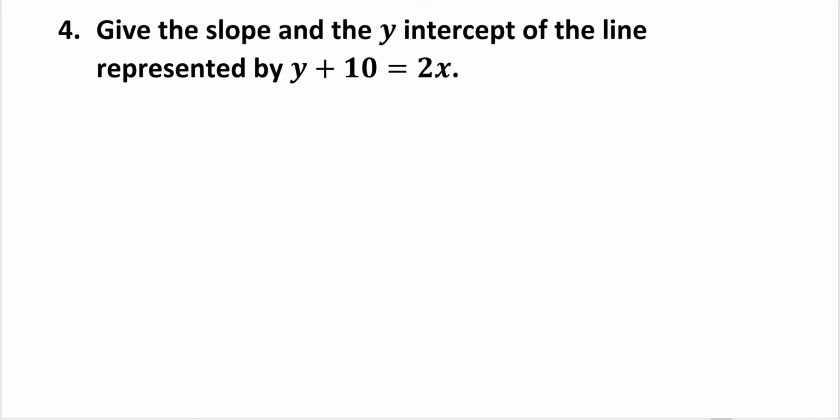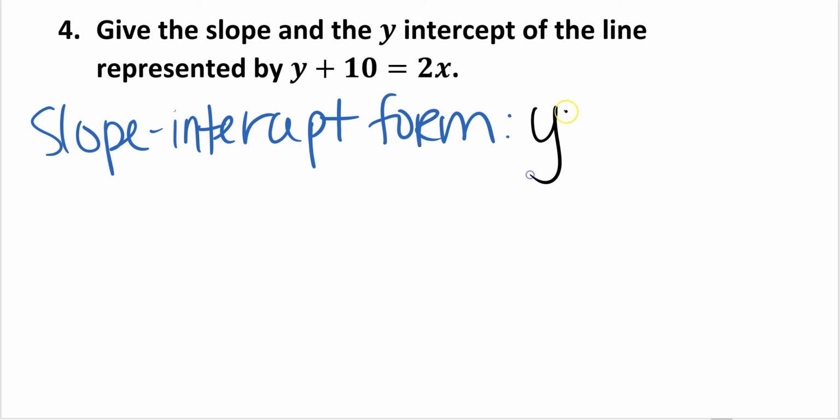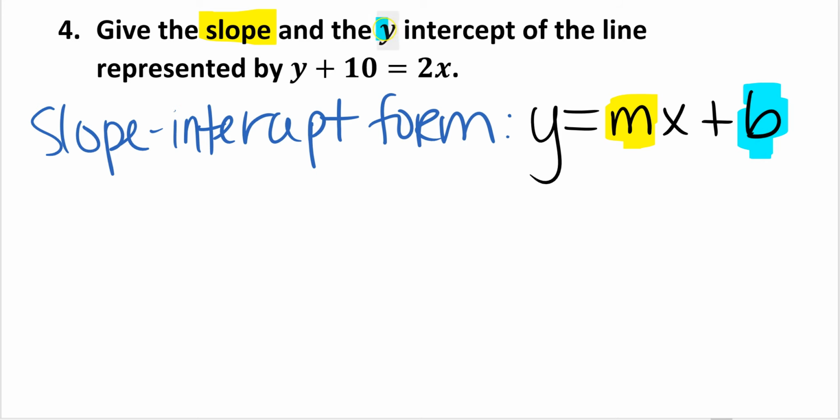So remember that we have a form called slope-intercept form. And it's super helpful because it gives us the slope and the y-intercept of any linear equation. That slope-intercept form is y equals mx plus b. So m, the coefficient for the x term, is going to be the slope of that line, and b, that constant, is going to be the y-intercept of the line.